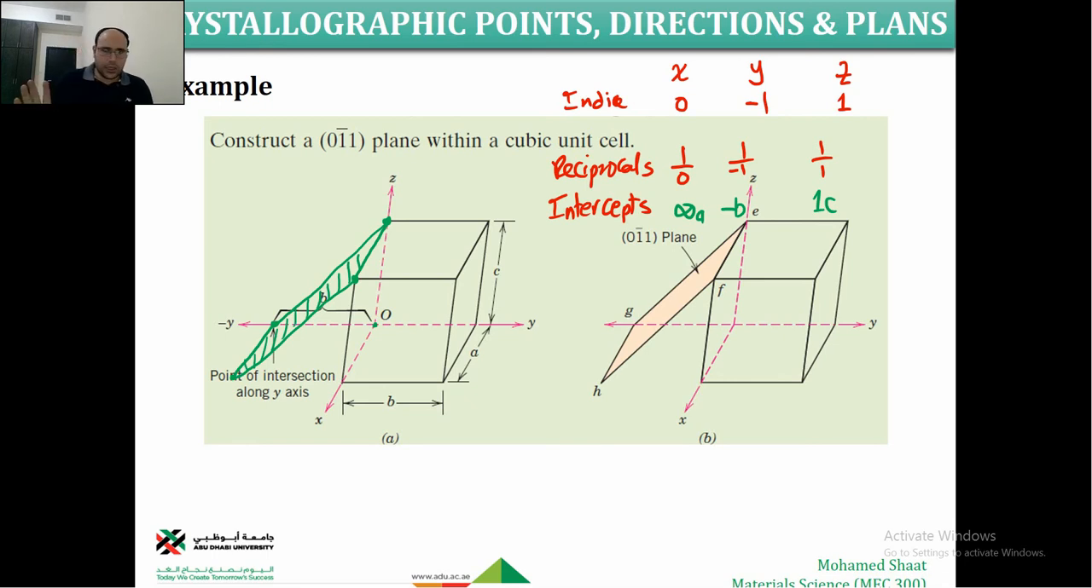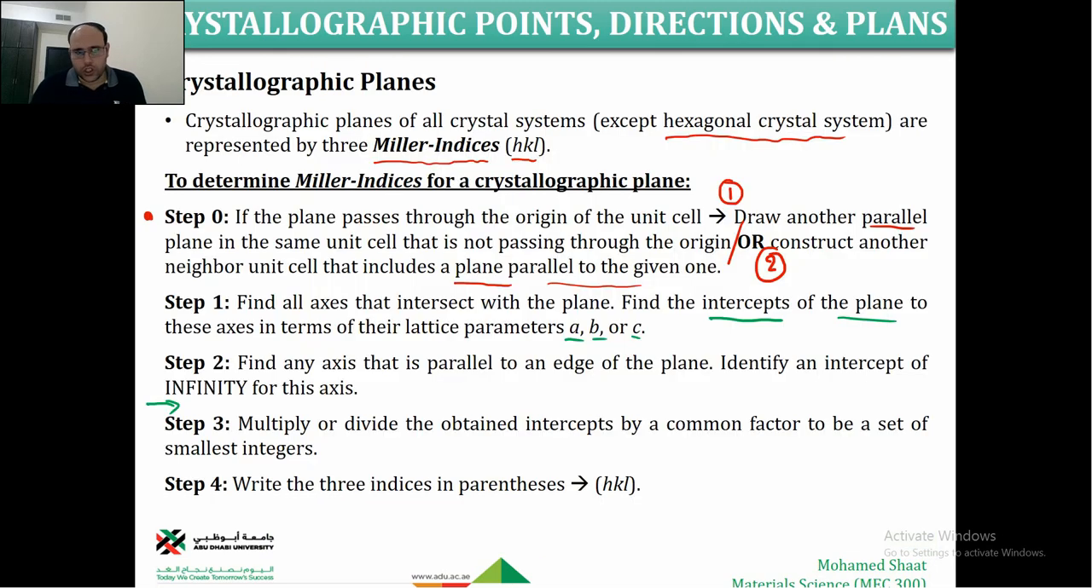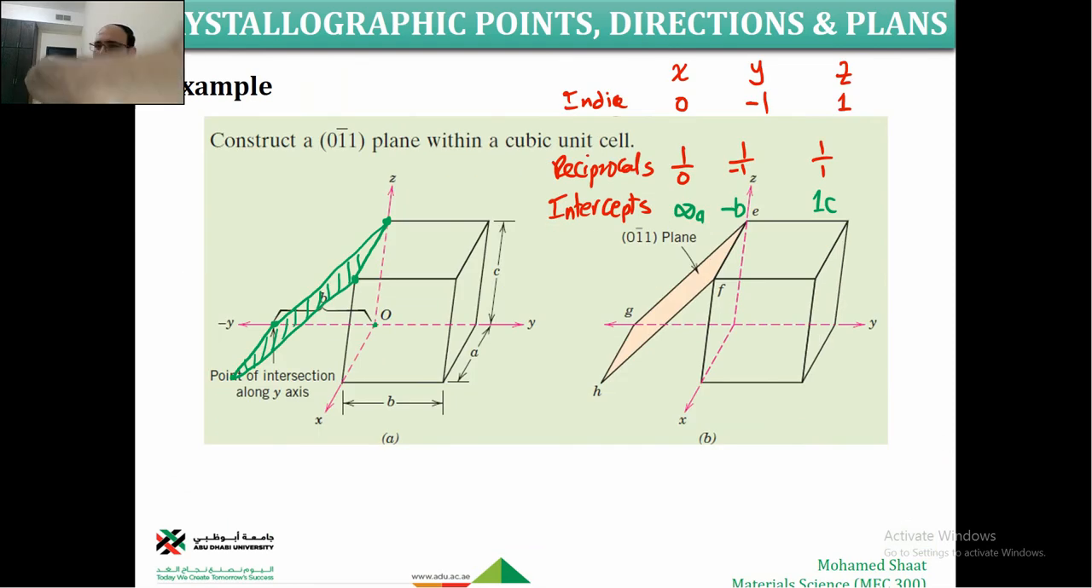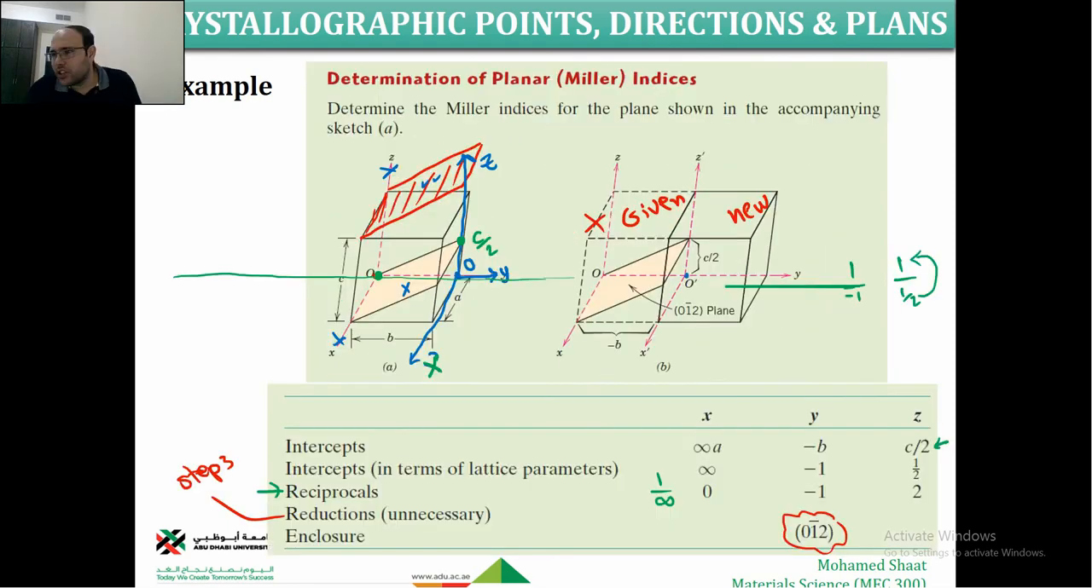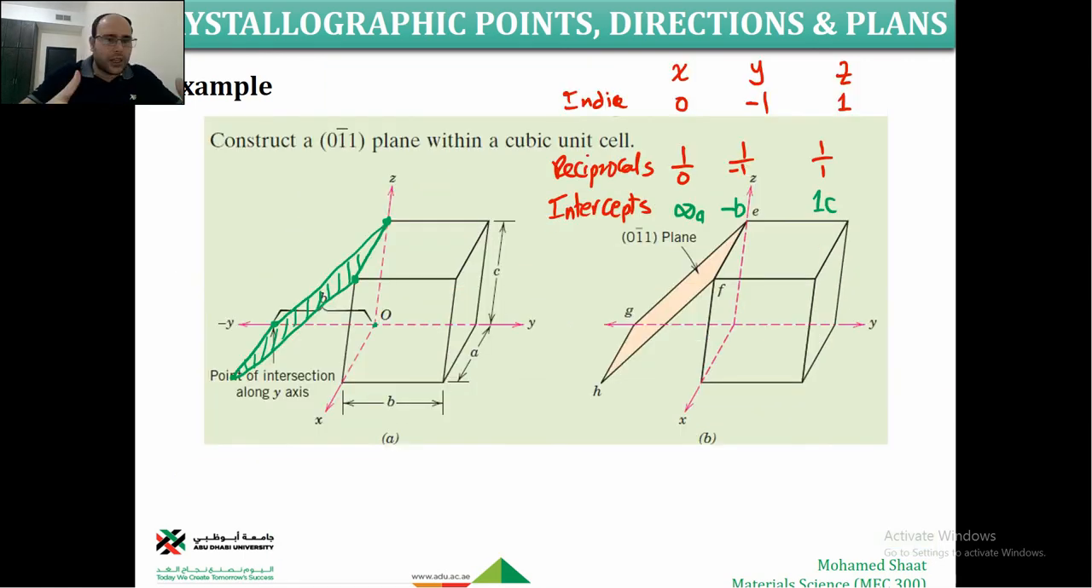So this is simply how we can apply this procedure. You're going to start from indices going to intercepts, or intercepts going to indices, in case you are interested in drawing the plane or identifying the indices for a given plane. So you have to practice the 2 approaches. For a plane that is given, what should be the indices? For indices that are given, draw the plane. Make sense?